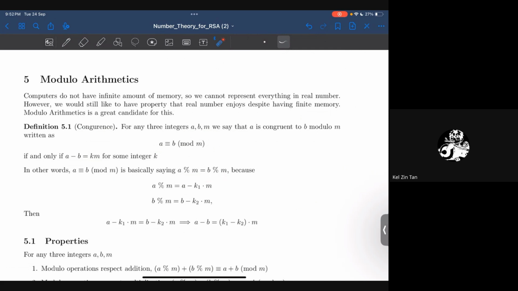So how do we see this? It is because a modulo m is equal to a minus k1m, and b modulo m is equal to b minus k2m, and we have that these two things are equal. So if these two things are equal, then these two things are equal. So I just bring this down.